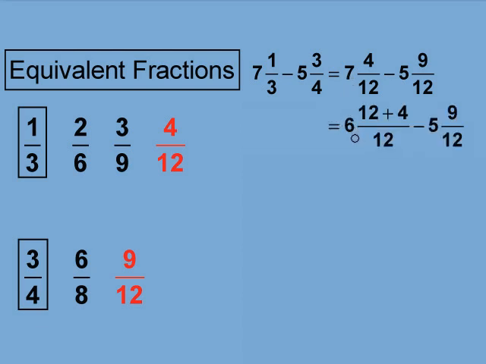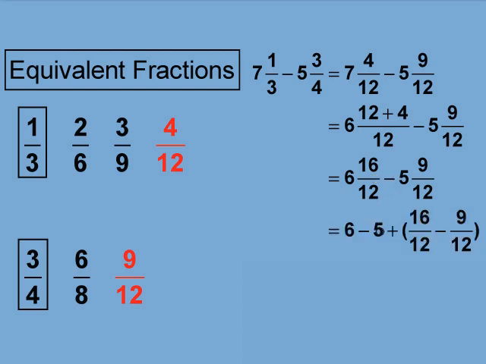The 7 becomes 6, and the fraction part is increased by 12 in the numerator. Simplifying, we get a fraction that is greater than 9/12. Now we can separate the whole number parts and the fraction parts and calculate these separately as shown here. The result is 1 and 7/12. Let's look at a final example.